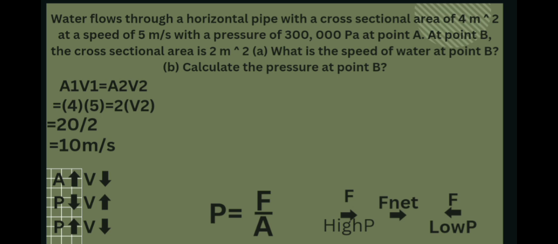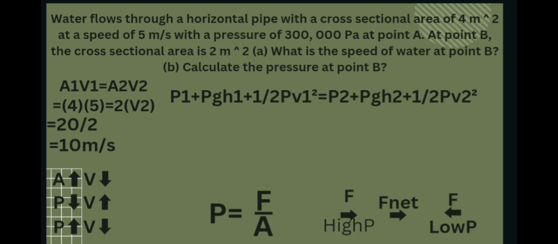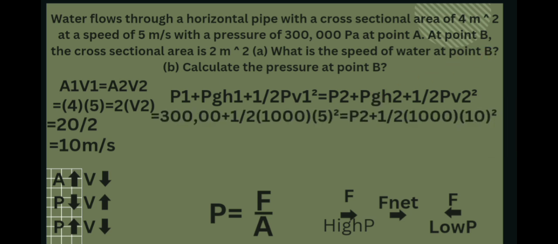So let's use Bernoulli's equation. P1 plus rho g h1 plus 1/2 rho V1 squared is equal to P2 plus rho g h2 plus 1/2 rho V2 squared. So our P1 is 300,000 pascals plus 1/2, our rho is 1,000, our V is 5 at point A, 5 squared, is equal to P2 plus 1/2 times 1,000, our V2 at point B is 10 squared.